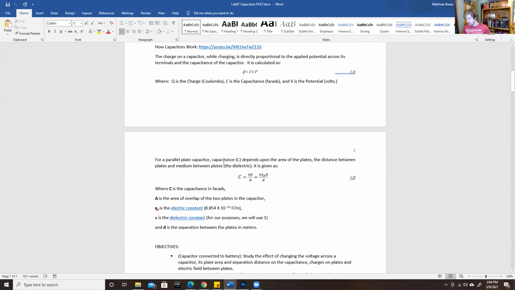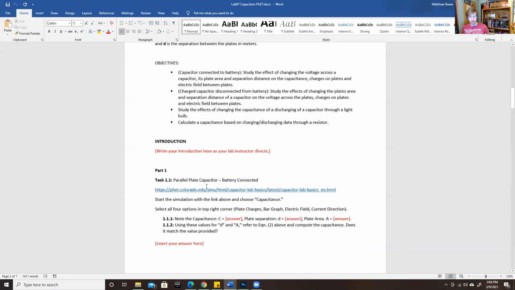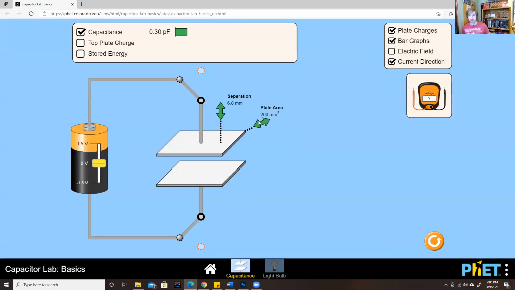Once we get into the simulation, it's this right here, at PhET. Let me pull those up. You're going to see something like this. And for the first, I think maybe two parts, we're going to do just this capacitance section right here. Click on this, and similar tools from the previous couple labs. It's a bit different though.